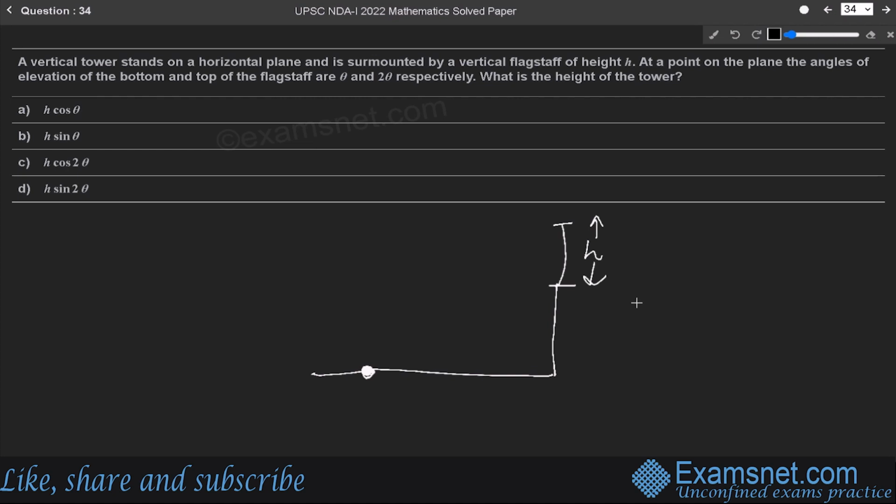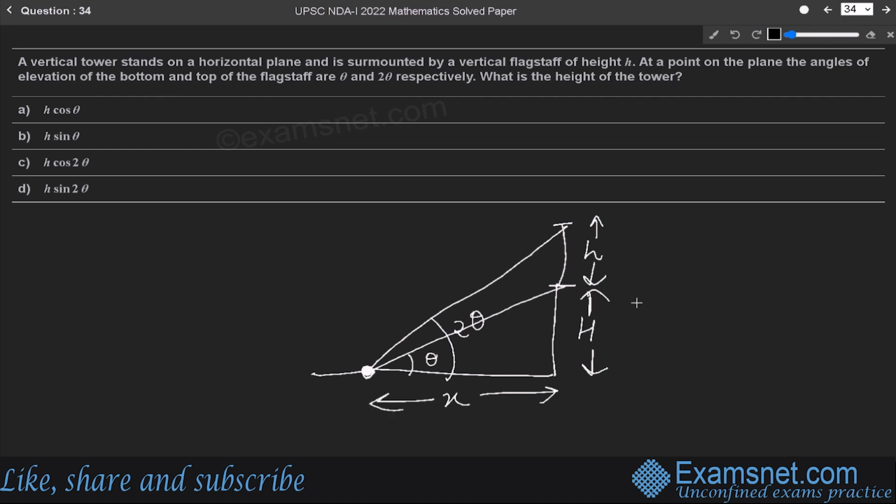Okay, so let us first draw two lines. This is the bottom line and this is the top line. So the angles are theta and 2 theta. So this angle will be theta and this whole angle will be 2 theta. Is it clear? Now we have to find the height of the tower. We know that the height of the tower is from here to here. So we have to find the height of the tower. And this particular portion will be x. So I hope you have understood the diagram. It is very easy to make a diagram of this question.